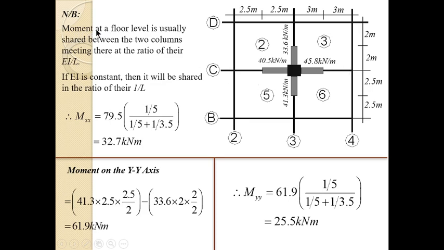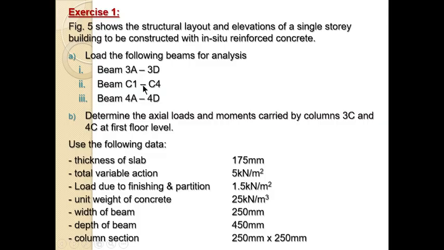Now note that moment at the first floor level is usually shared between the two columns meeting there at the ratio of their EI over L. Now let's go back to the section.